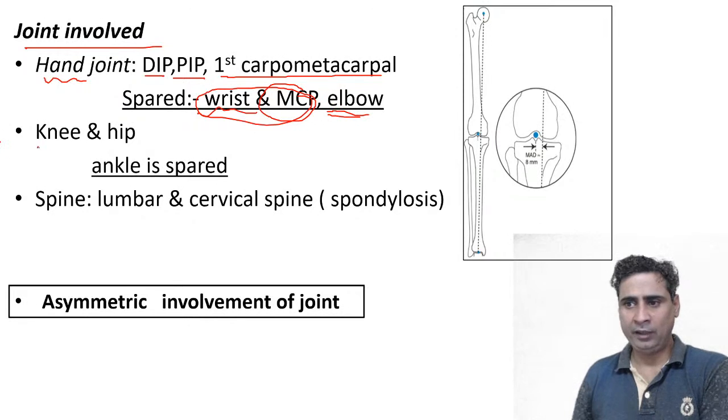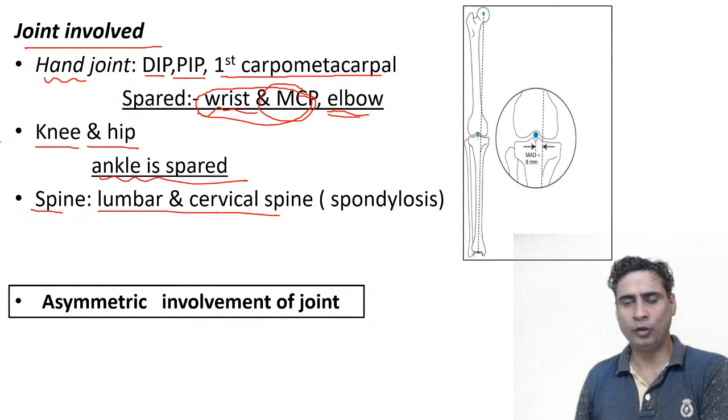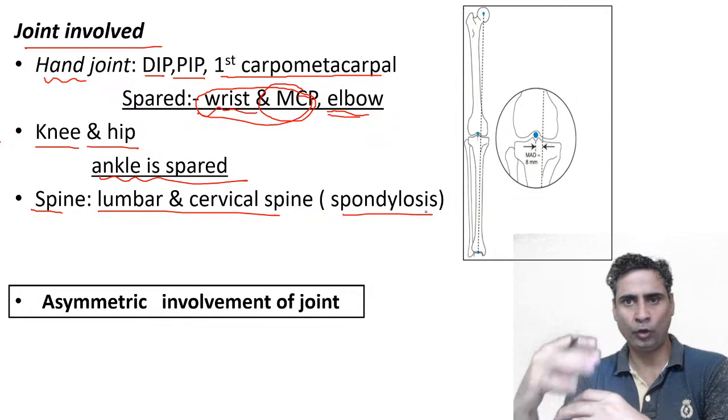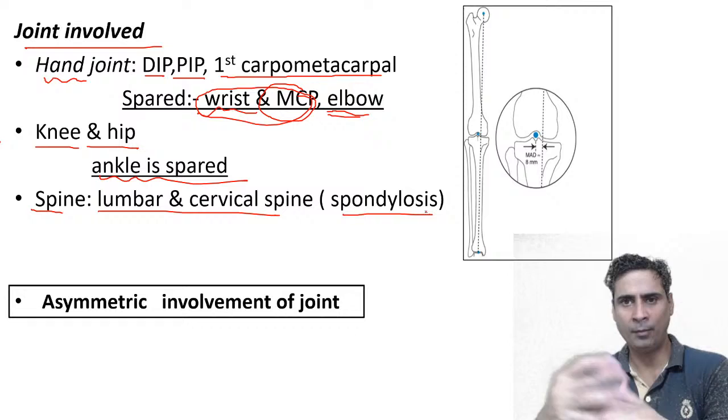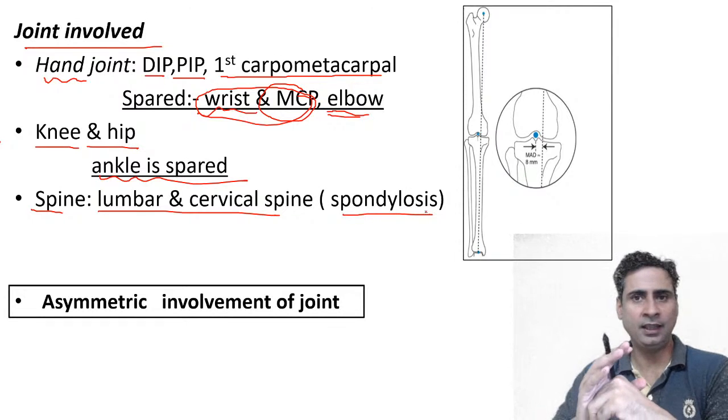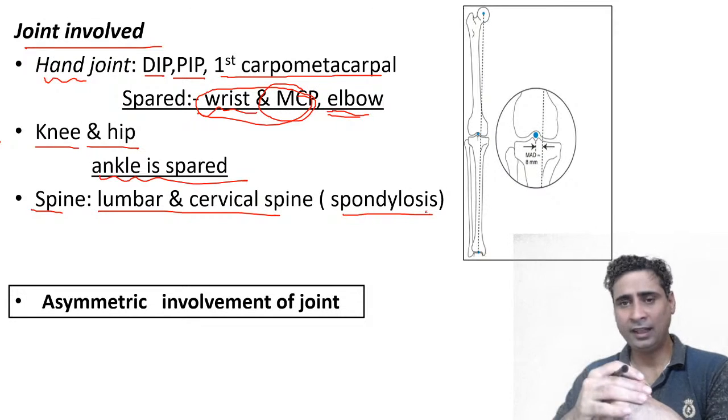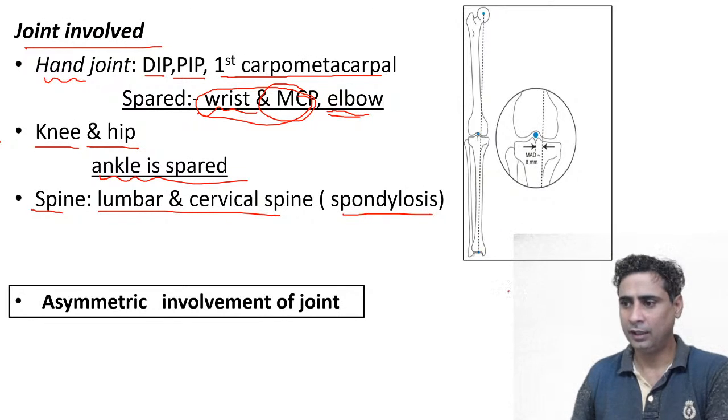There is typical involvement of knee and hip joint with sparing of ankle joint in lower limb, and in spine, cervical and lumbosacral areas are involved, which is known as spondylosis. Whenever we use the term cervical spondylosis or lumbar spondylosis, that is nothing else but the osteoarthritis of spine. And one characteristic feature of osteoarthritis, especially osteoarthritis of knee, which is the most common joint involved, followed by distal interphalangeal joint.